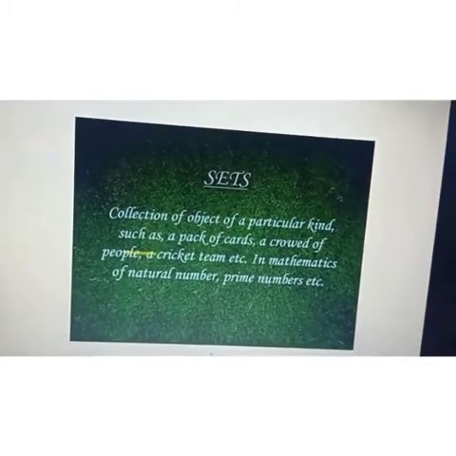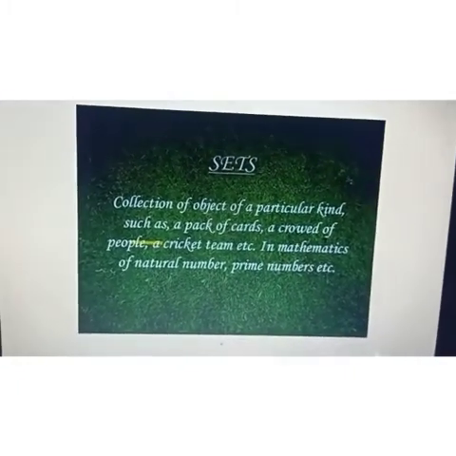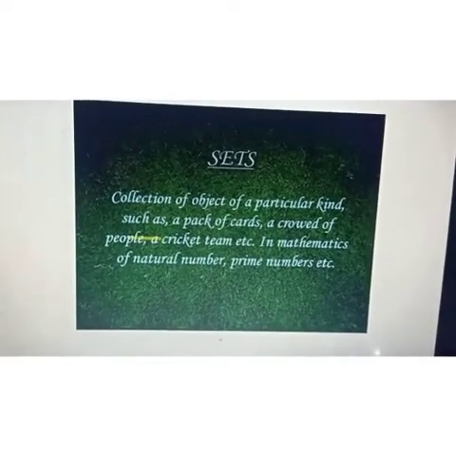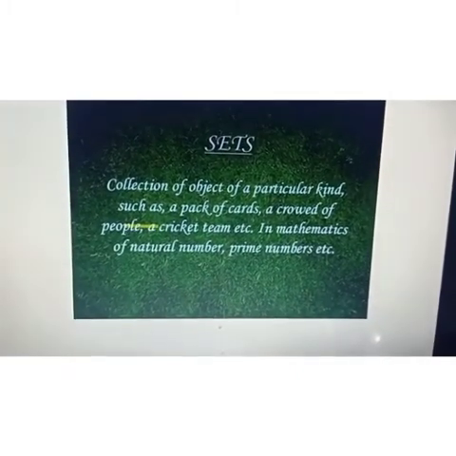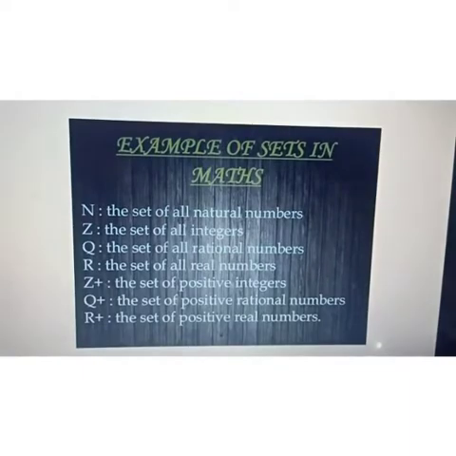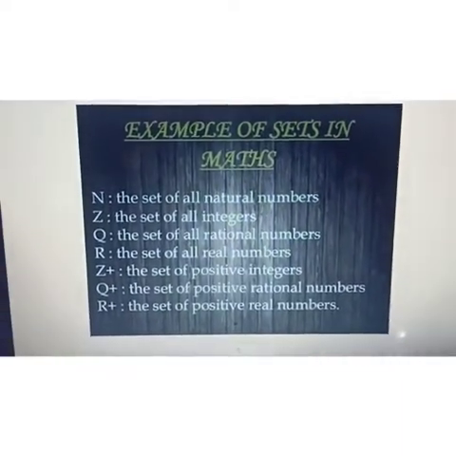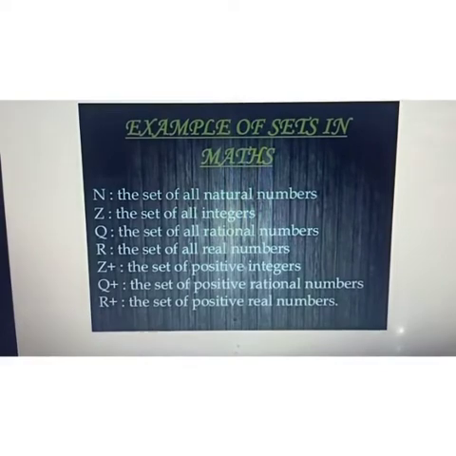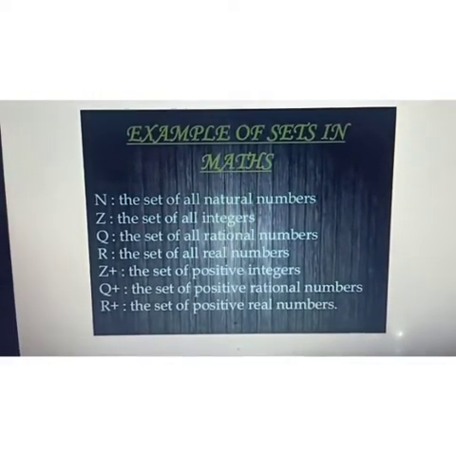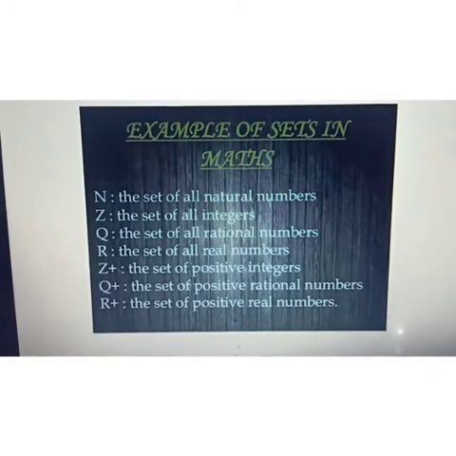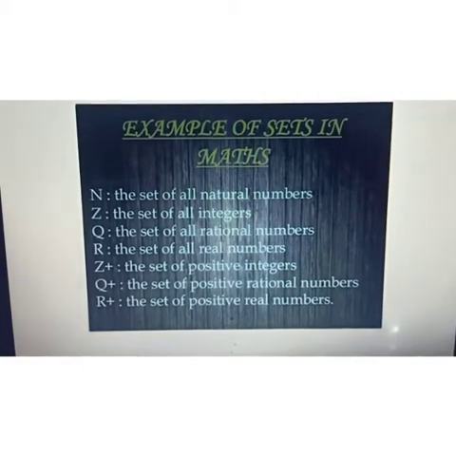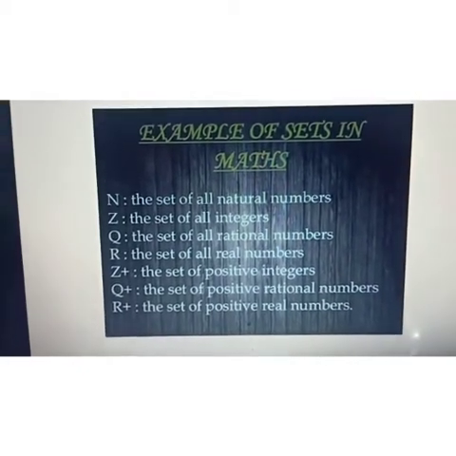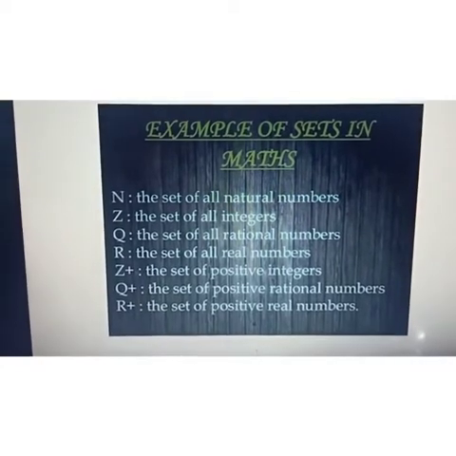In mathematics, sets are included like a collection of natural numbers, a collection of whole numbers, a collection of prime numbers, even numbers, odd numbers. These are all included in set theory, right? A collection of people is also an example of a set. Generally, in mathematics, N denotes the set of natural numbers, Z denotes the set of integers, Q denotes the set of rational numbers, R denotes the set of real numbers, Z+ denotes the set of positive integers, Q+ denotes the set of positive rational numbers, R+ denotes the set of positive real numbers, right? These are all examples of sets in mathematics.